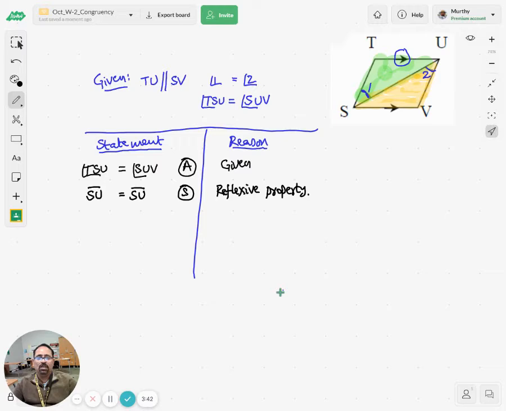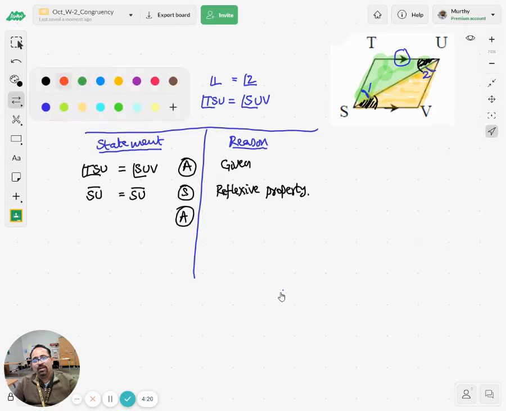And if you want to prove ASA, then where is the other angle? Can I take angle T equals angle V? It is not mentioned. It is not marked. How about this angle, which is angle TUS equals angle USV? This is also not marked. But can I take that these two angles are equal?